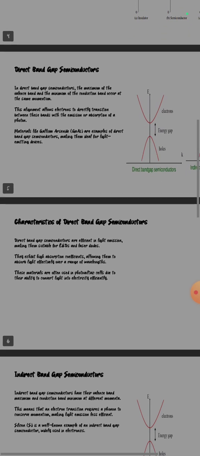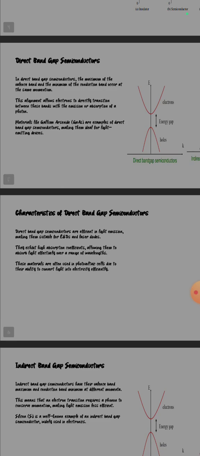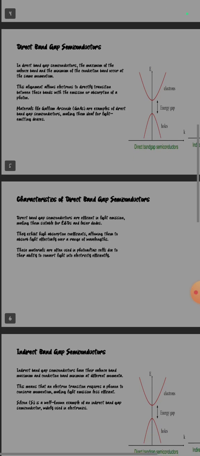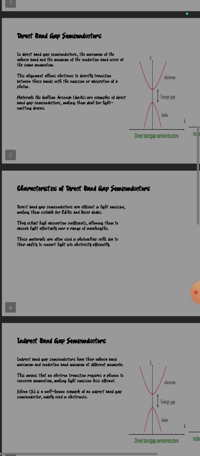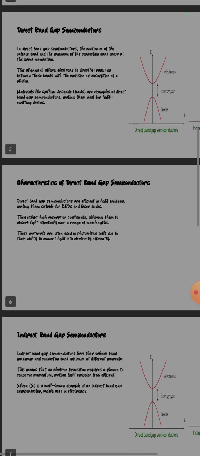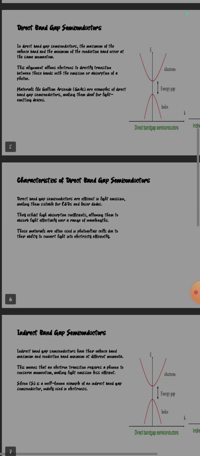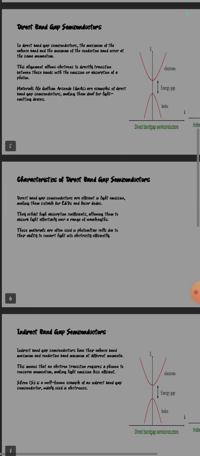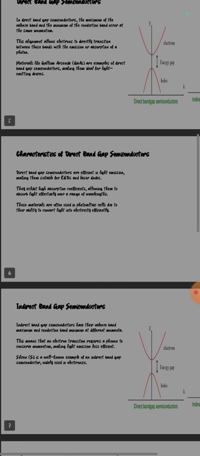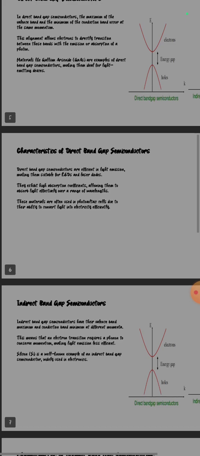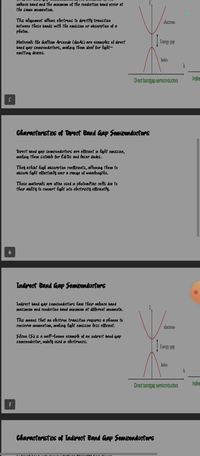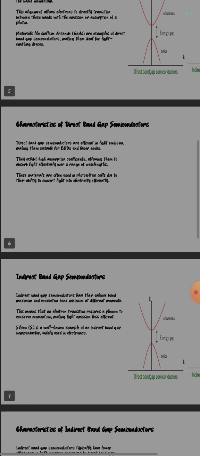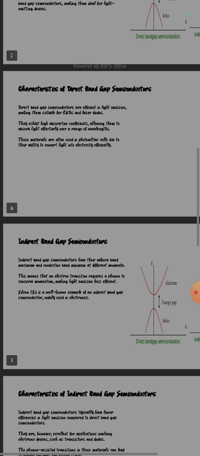Characteristics of direct bandgap semiconductor. Direct bandgap semiconductors are efficient in light emission, making them suitable for LEDs and laser diodes. They exhibit high absorption coefficients, allowing them to absorb light efficiently over a range of wavelengths. These materials are often used in photovoltaic cells due to their ability to convert light into electricity efficiently.